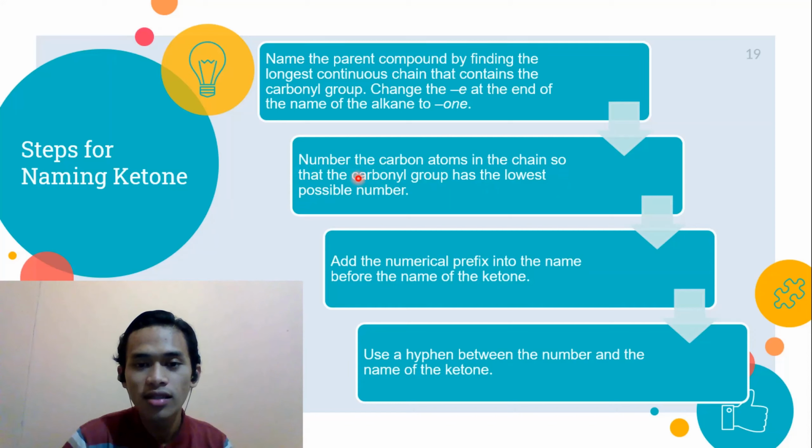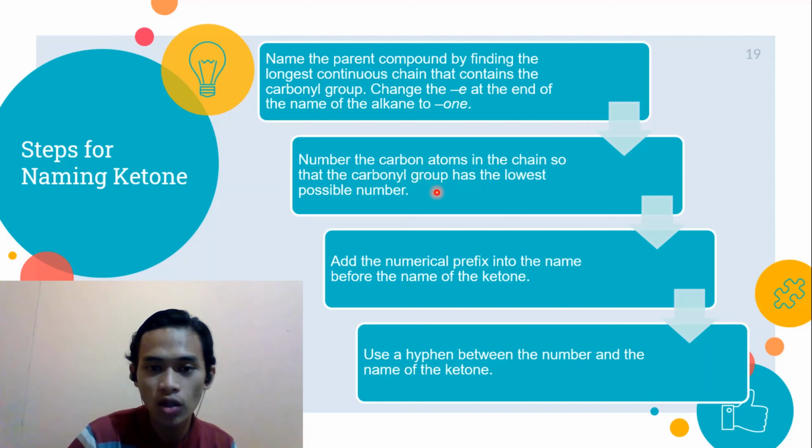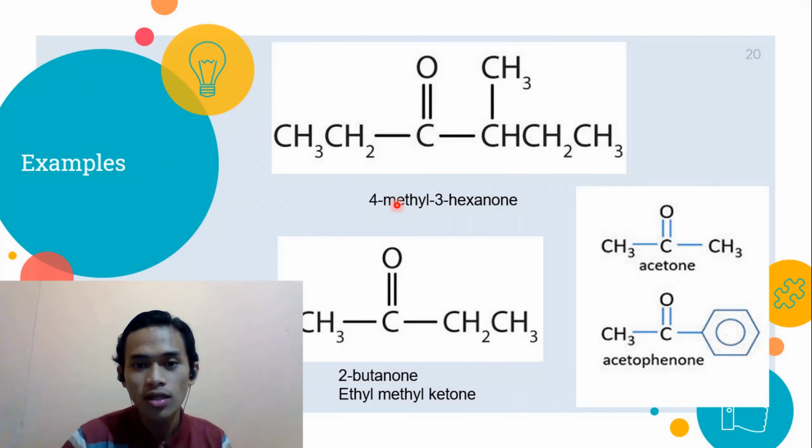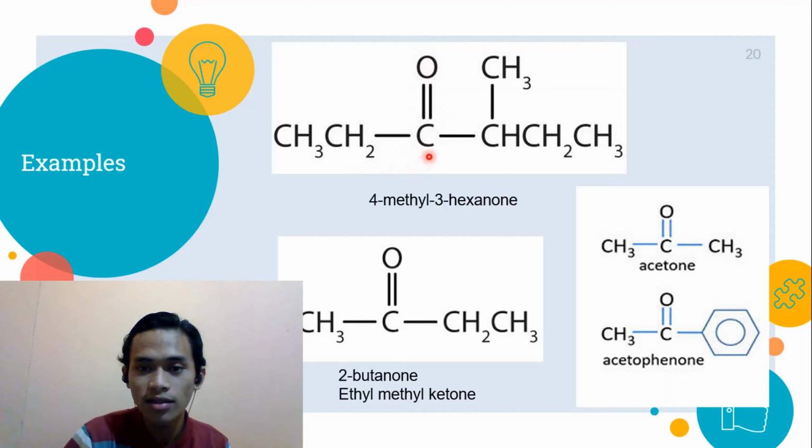Second, number the carbon atoms in the chain so that the carbonyl group has the lowest possible number. So let's number this compound. If we start from the left, it is 1, 2, 3, 4, 5, 6, so the carbonyl is number 3. If we start from the right, it is 1, 2, 3, 4, and the carbonyl is in the 4th position, so we should start from the left, and the carbonyl is number 3.